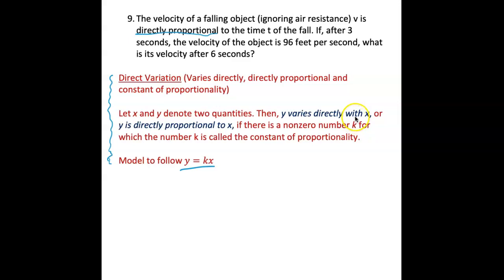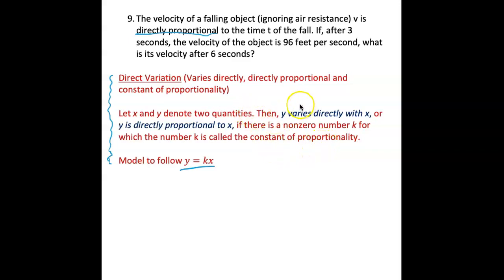So that's one of the options to help you determine which variation you're dealing with. Or Y is directly proportional to X. And then it says if there's a non-zero number K, then K is called the constant of proportionality. I'm going to continue trying to practice pronouncing the beautiful word, but no matter how many times I practice, it still doesn't come to mind.